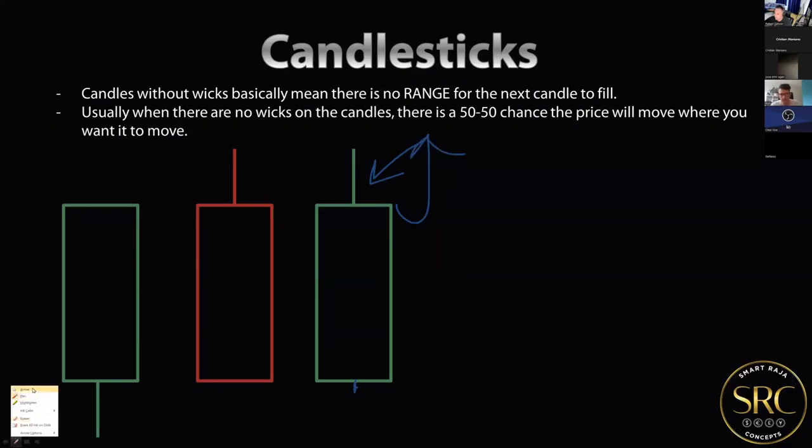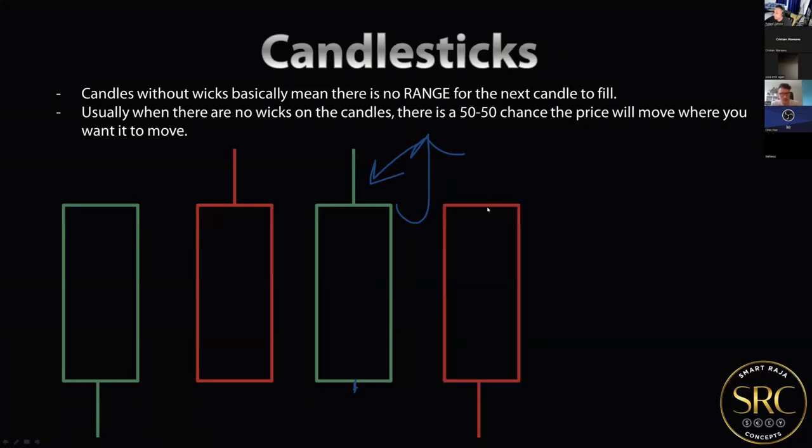The same thing goes for when you have a bearish candle with no wick on the top. Price is moving down and it has a range right here, and it didn't even move up to create a top wick. This means there's a very high probability for the next candle to continue pushing down.